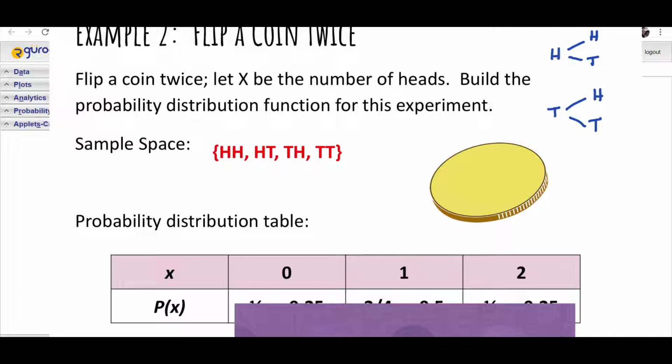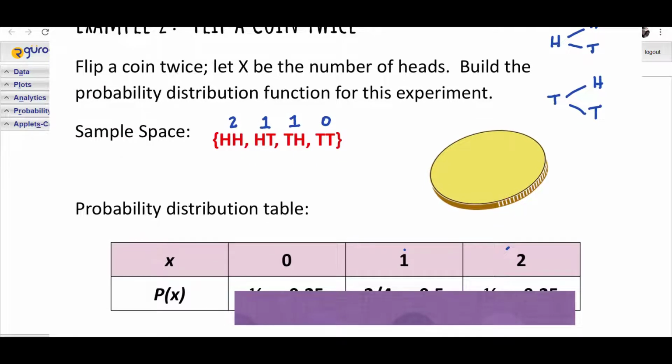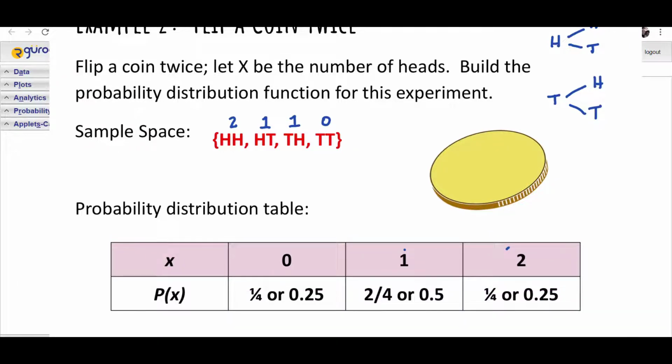When there's heads and heads, that's 2 heads. Heads and tails, that's 1 head. Tails and heads, that's 1 head. Tails and tails, that's 0 heads. So that's 4 outcomes. So here are the possibilities for the number of heads: 0, 1, and 2. We put this in the table. The probability of 0 would be 1 out of 4 because there's 4 outcomes. And the probability of a 1 would be heads and tails or tails and heads, so that's 2 out of 4, which is 0.5. And the probability of a 2, there's only one way that can happen out of 4, so it'd be 0.25 as well.